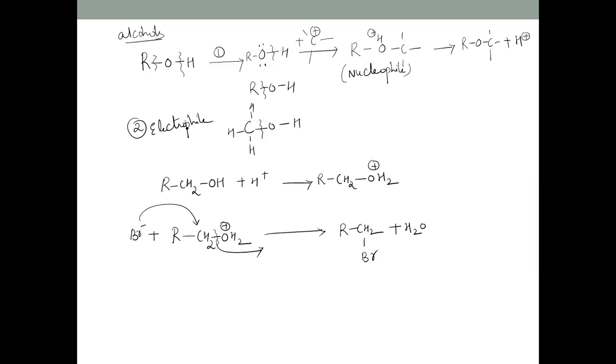So these are the two types of cleavage which occur. One is O-H bond cleavage, where it is acting as a nucleophile, or C-O bond cleavage, where it is acting as an electrophile. So alcohols are called versatile compounds because they can act both as a nucleophile and as an electrophile, depending upon whether it is O-H bond cleavage or C-O bond cleavage. Let's understand the reactions where the O-H bond is being cleaved. That means it is giving H+, so it is acting as an acid.